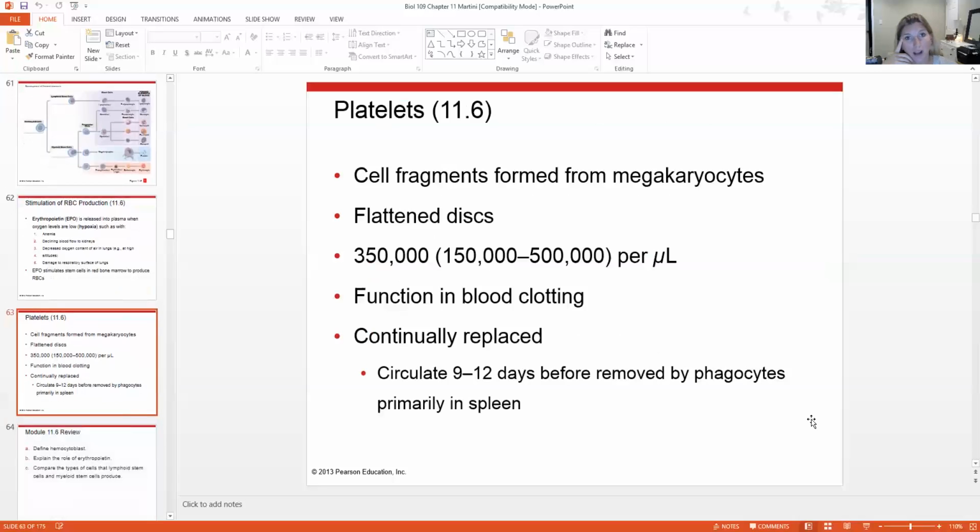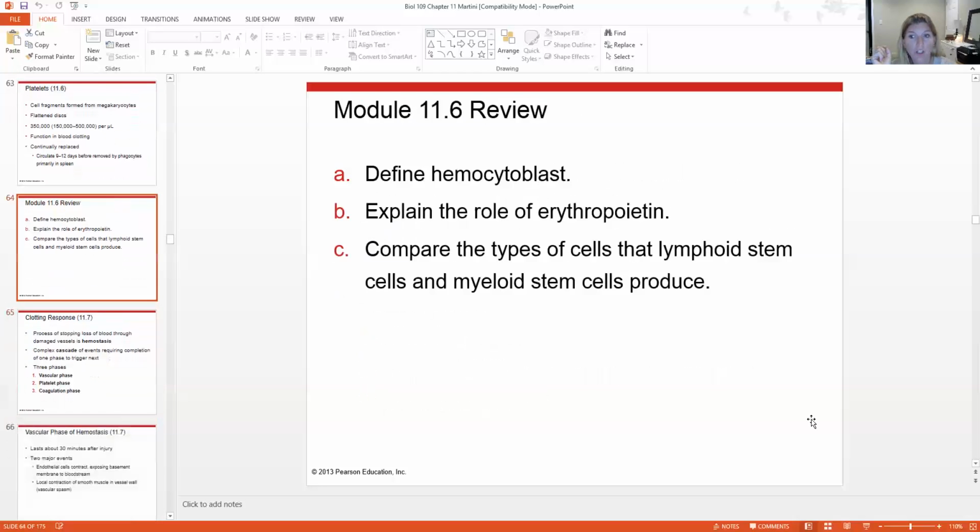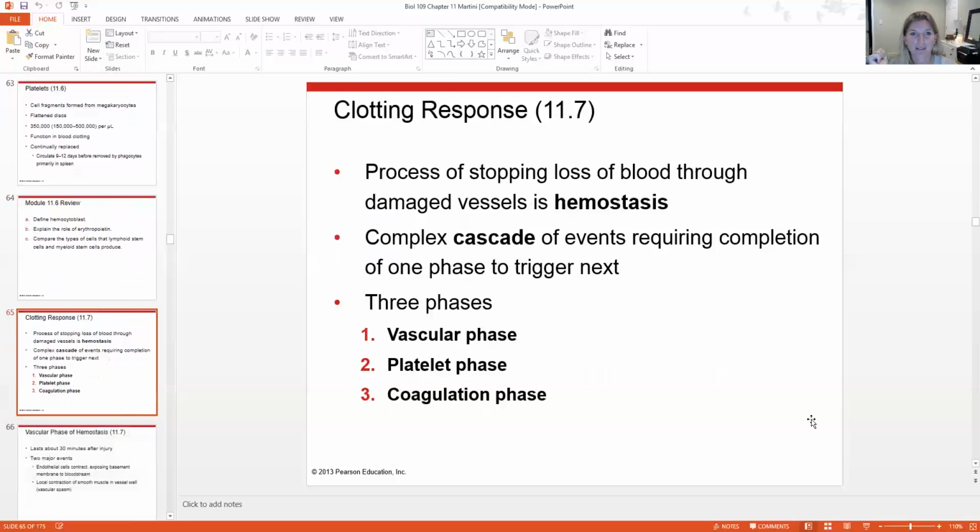Platelets are actually cell fragments. They break off from a huge cell called a megakaryocyte. They're basically little flattened discs that function in blood clotting. They're continually replaced every 9 to 12 days before they're gobbled up. Usually that recycling happens in the spleen. Our spleens are a major recycling center for blood. Oh, sorry. You can pause the video here, go back and answer these 3 questions. You probably love it when I say that, don't you?